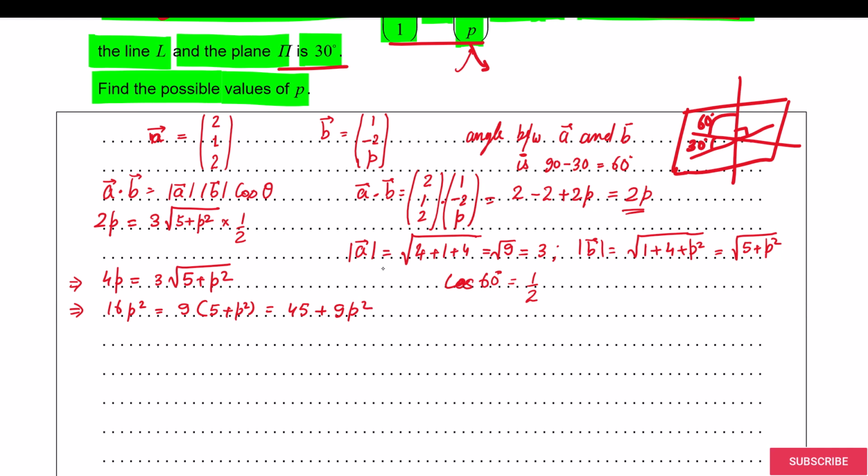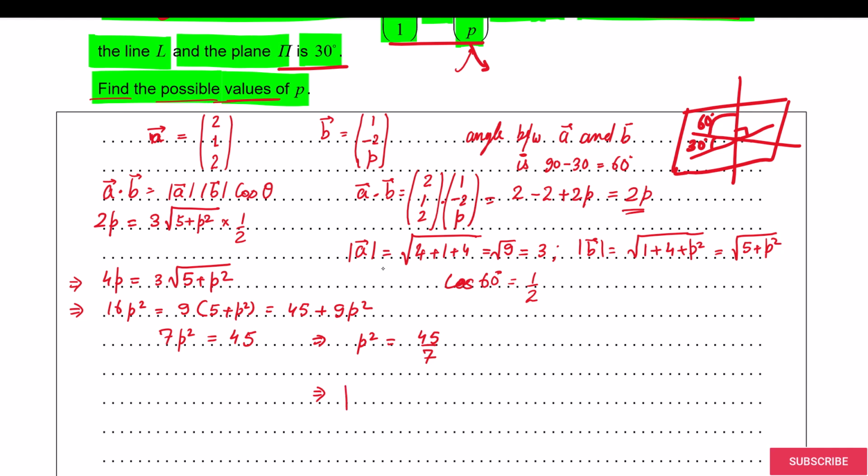So I'll take 9p squared to the left hand side, then this becomes 16 minus 9, which is 7p squared equals 45. From here we get p squared as 45 over 7, and from the question itself they have asked to find the possible values of p, so there have to be 2 values. In case we forget, sometimes when we simplify the square, we forget the negative signs.